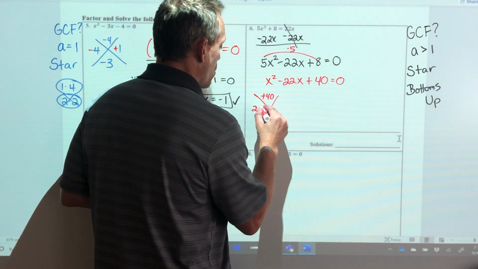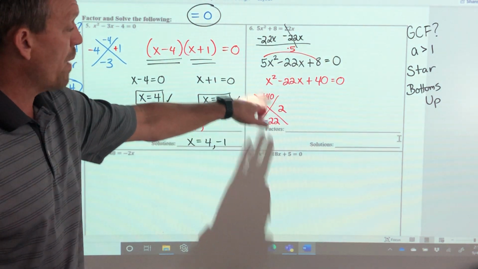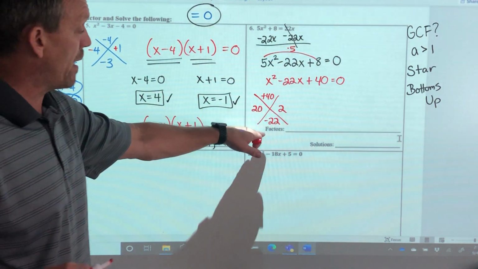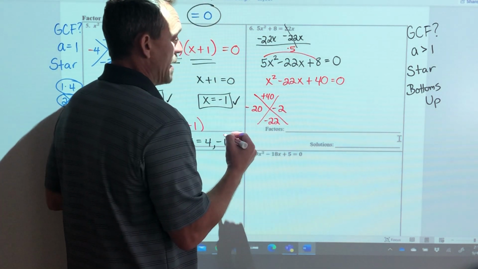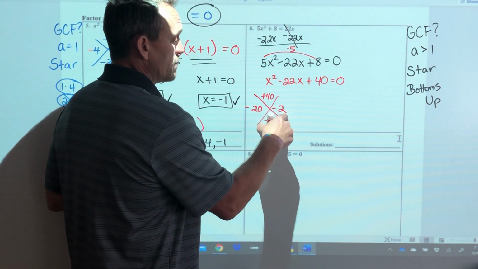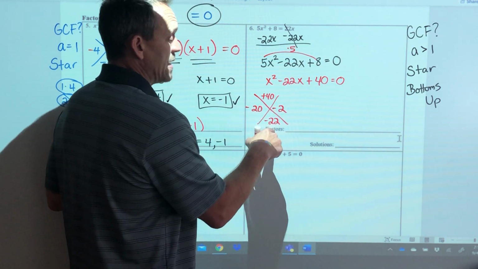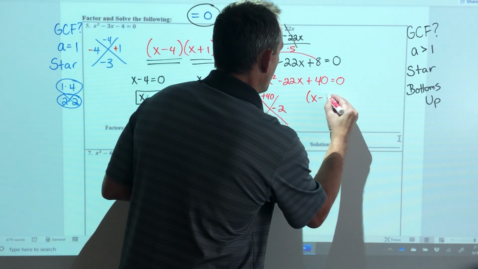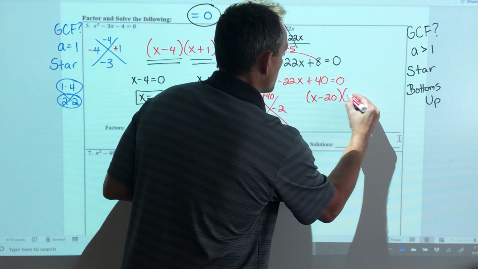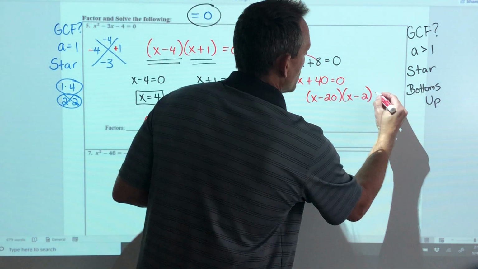There is 20 times 2 gives me 40. Since 40 is positive, they can possibly be positive, but this is negative 22, which means they both have to be negative. Negative 20 times negative 2 is positive 40. Negative 20 plus negative 2 is negative 22. From there, we write our little factors equal to 0.